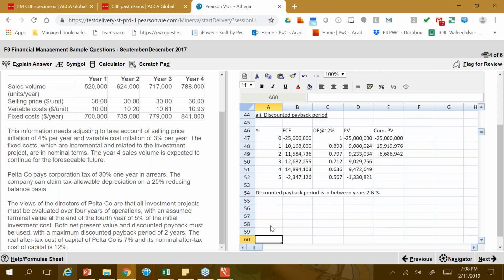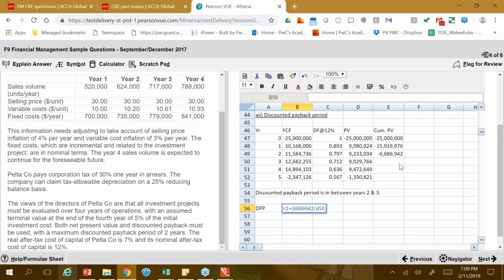Well, what we can do now is we can find that discounted payback period, and we can say it is between 2 to 3 years. So it is after 2 years. So I need to then find out the precise time period. Now, how much money do we need to get our initial investment recovered? Well, we need here 6686942. And how much money do we have coming up in the next year in terms of present value? It is here, the 9029766, which is in D50.